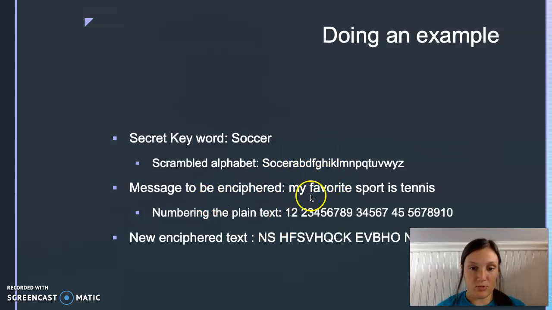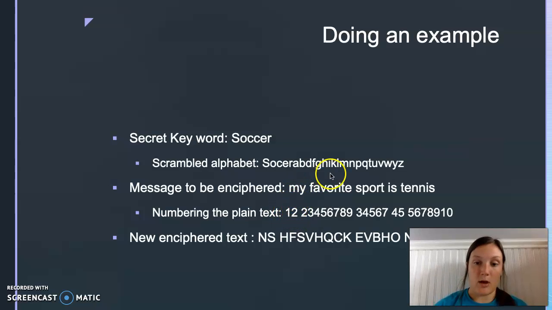So I have an M. It was given the number 1, so I would find M in my scrambled alphabet and move it to the right 1, and that's how I got N. Let's try again. Y, it was given the number 2. I find Y in the scrambled alphabet and move it over 2. 1, 2. That's how I got S. And I continue to do that until I successfully enciphered the whole message.